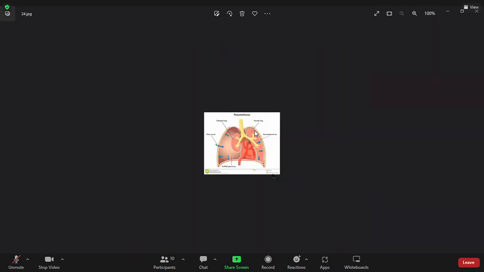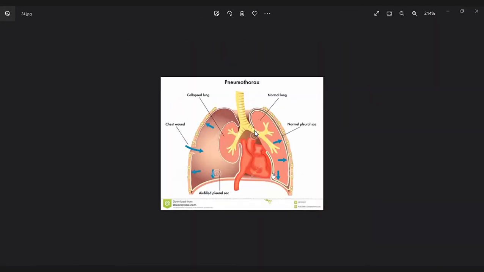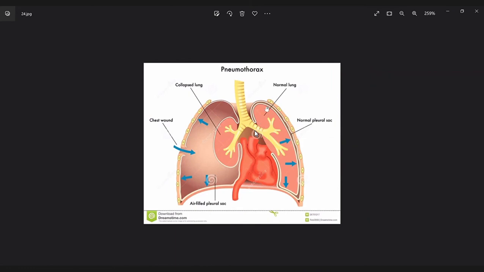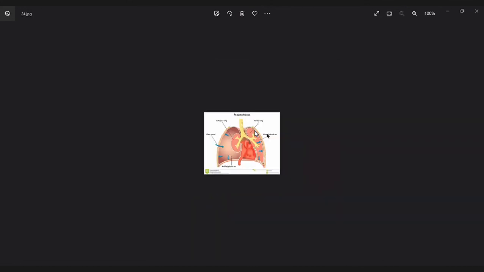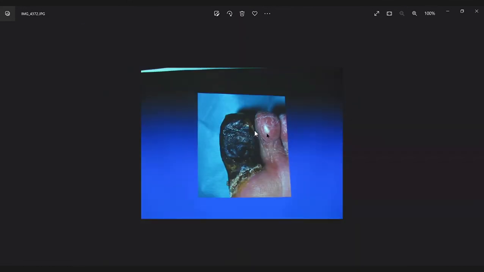Okay. What's this? Oh, okay. I think I'd taken this off from one of the lectures I was giving. Here's a collapsed lung, filled, shifting the mediastinum to that side. Anyway. Oh, I've been through that before.